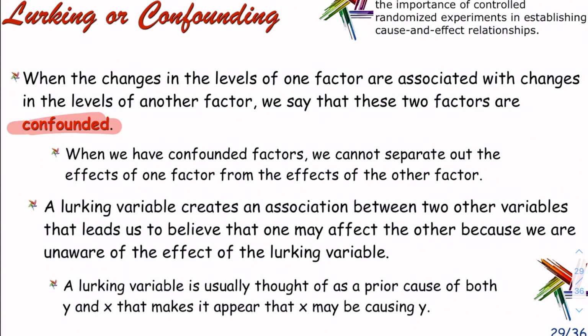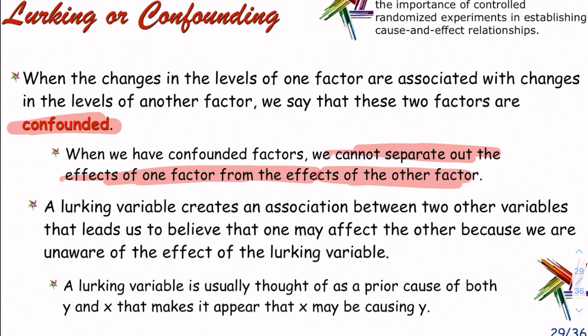So let me say that again. When the changes in the levels of one factor are associated with the changes in the levels of another factor, these two factors are confounded. We can't separate them out. When we have confounded factors, we cannot separate out the effects of one factor from the effects of the other factor.